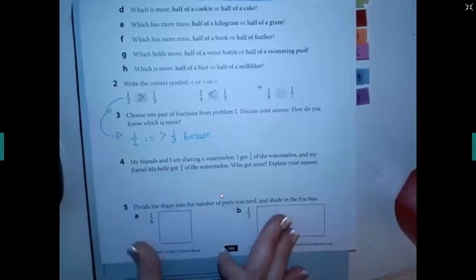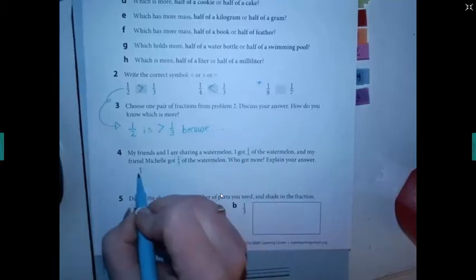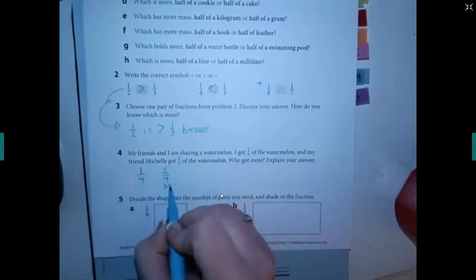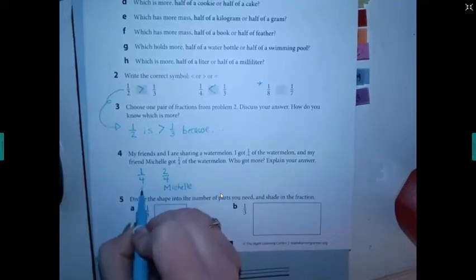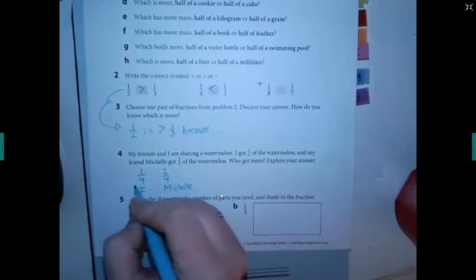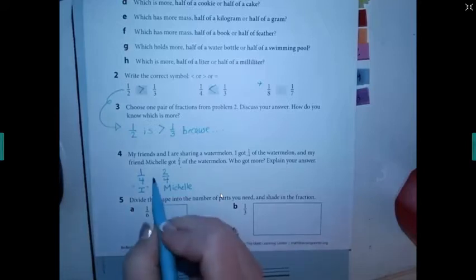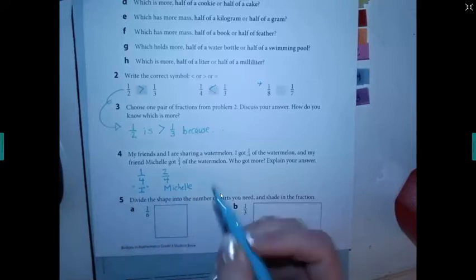All right. My friends and I are sharing a watermelon. I got 1/4 of the watermelon, and my friend Michelle got 2/4 of the watermelon. Okay, so I got 1/4, my friend got 2/4. Who got more, 1/4 or 2/4? So this is Michelle's, and this is mine. I'm just going to put I, because in the problem it says I. You can put mine or I. So who has more, 1 out of 4 or 2 out of 4? I want you to draw a picture to explain your answer.